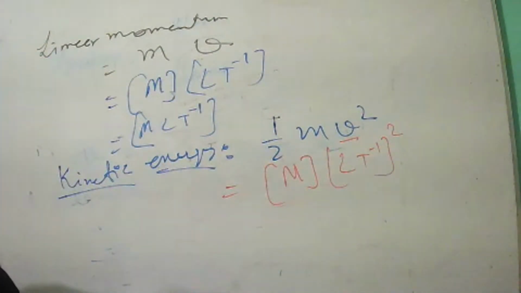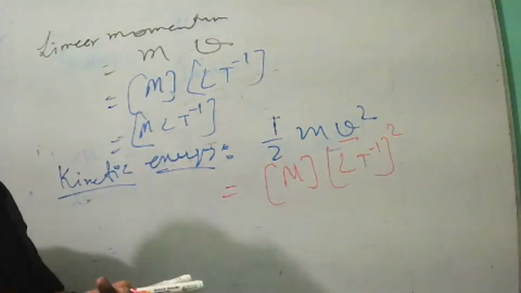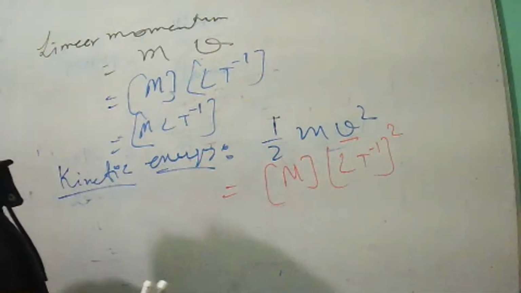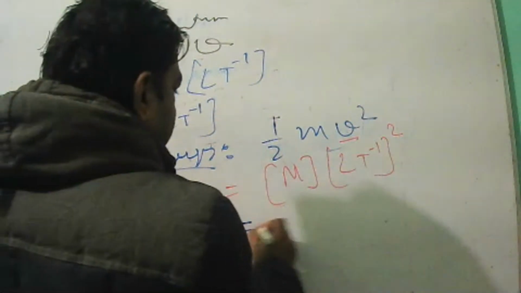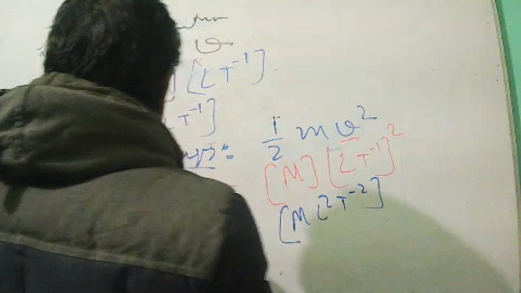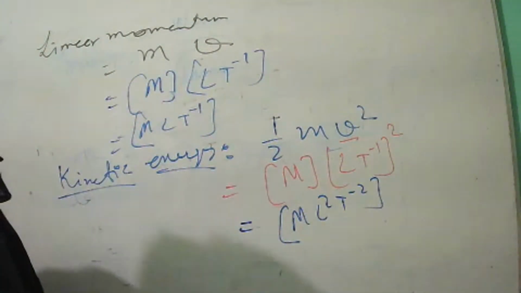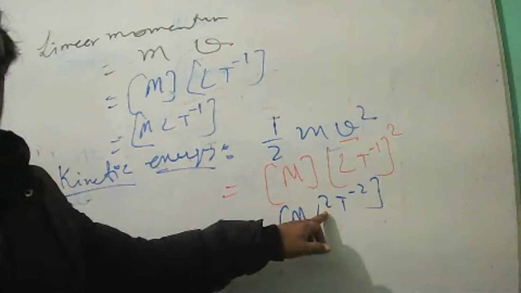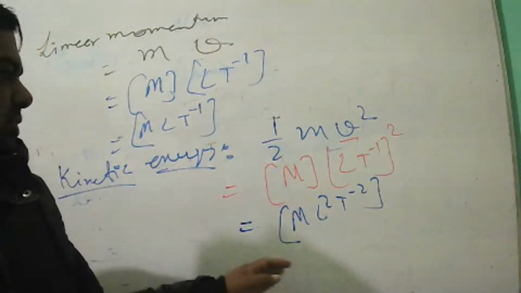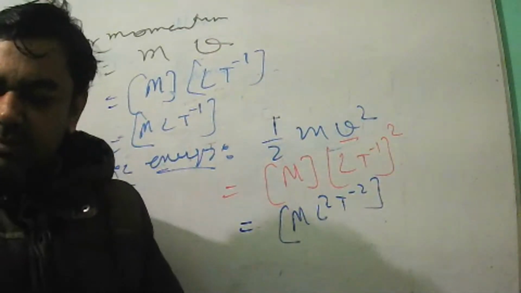Have you followed? M, LT minus 1 whole square. Next thing what you do? You square it, you get M L square T minus 2. This will be the dimensional formula, because square of L will be L square, and T minus 1 whole square will be T minus 2. So M L square T minus 2 will be the dimensional formula.